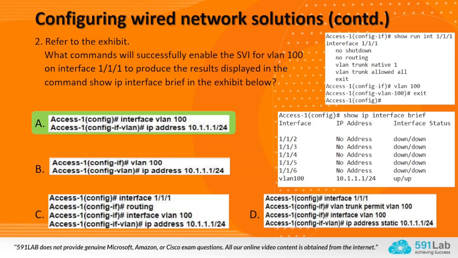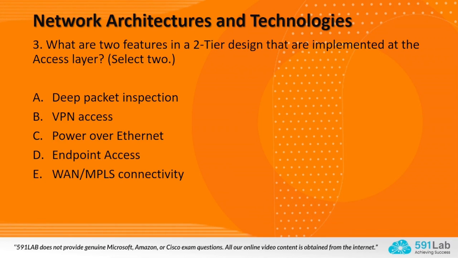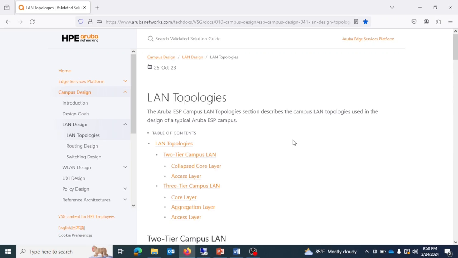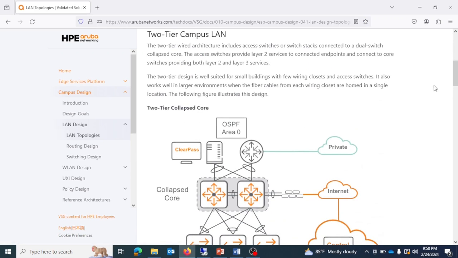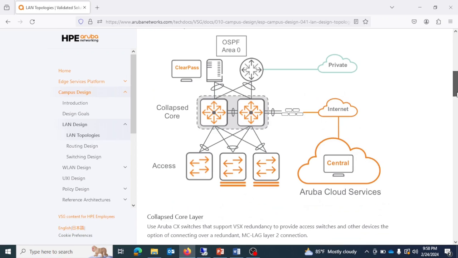Let's go to the next question. Question number 3. What are two features in a two-tier design that are implemented at the access layer? So we have to select two answers. This is the Aruba documentation on network architectures. In two-tier design, you have access layer and core layer. This is the core layer and this is the access layer. We call this architecture collapsed core because there's no distribution layer. Only two layers, core layer and access layer.